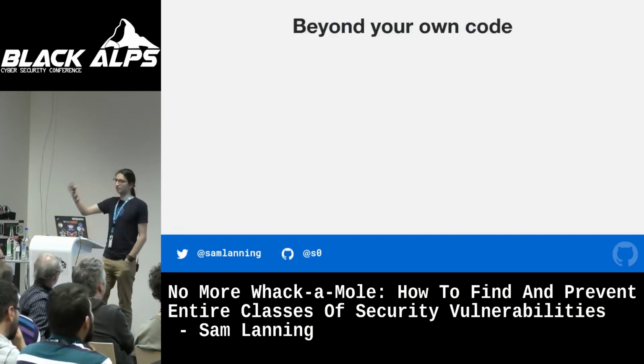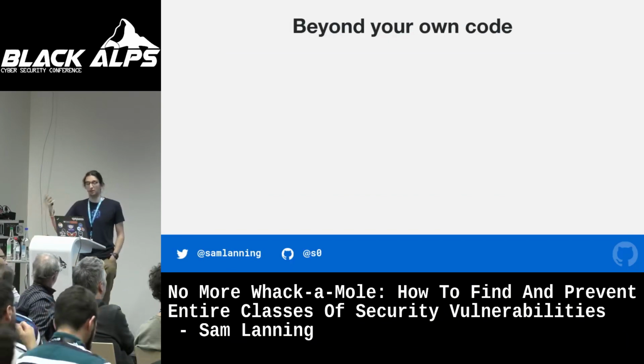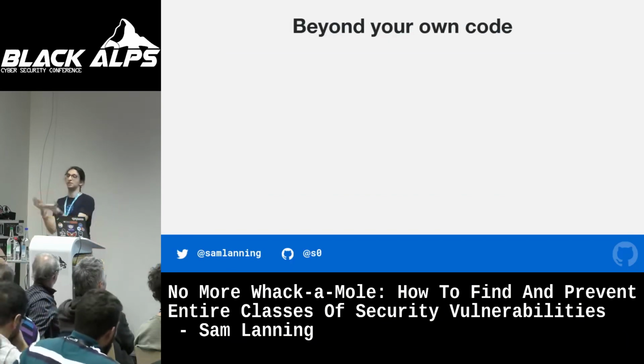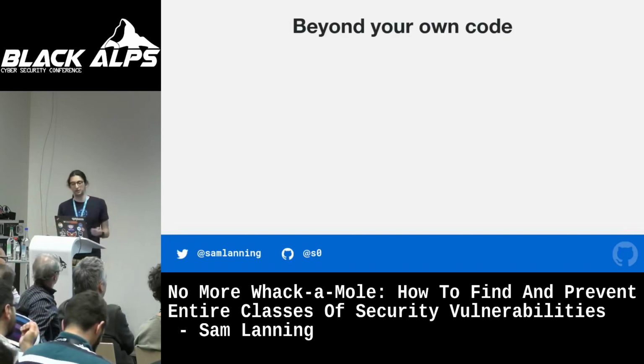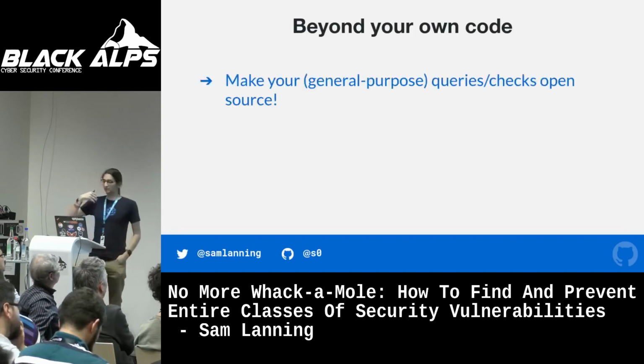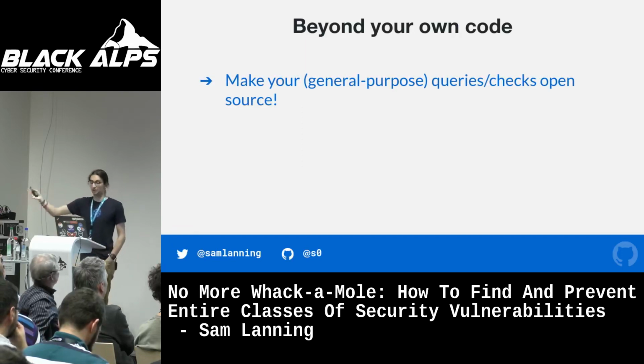So that example was very specific to the Chakra codebase, but there are many kinds of mistakes that are a lot more general. For example, something that's a misuse of a particular language feature, or mistakes that are commonly made with certain APIs or frameworks. And in those cases, you can go one step further and share your queries or your checks with everyone else. Make them open source so that no one has to repeat the same mistake that you do.